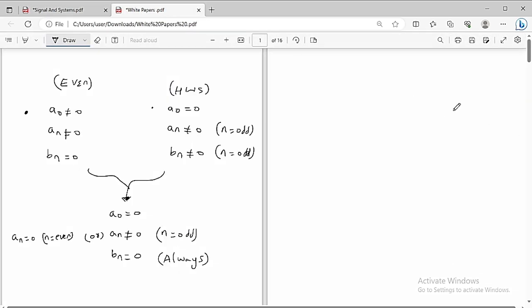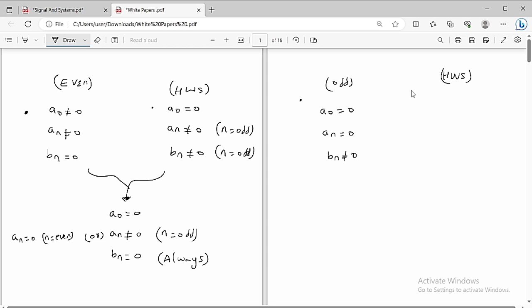Let's see. Same thing, here also we are going to do the same analysis. So this is for the odd and this is for the half wave symmetry. So in the case of odd, I have already told you a0 is equal to 0, an is equal to 0, and bn is not equal to 0. So this is what I have told you in the case of odd.